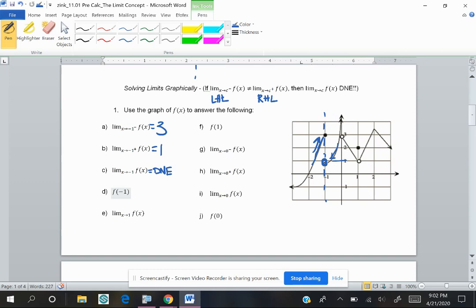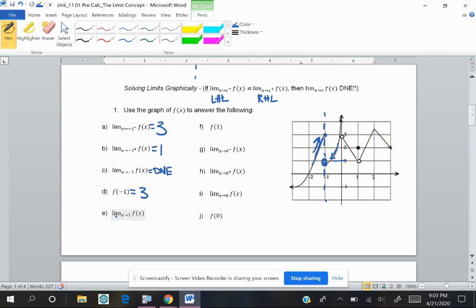What is f of -1? We can tell because we have an open circle here, so it's not that. Our closed circle would be f of -1, which is 3. So when you're finding f of -1, you are always looking for the closed point, the one where you have an actual value, because that's the y value at that x value.